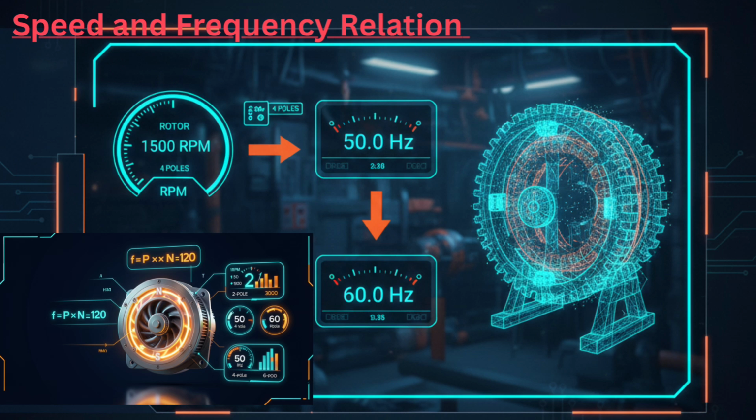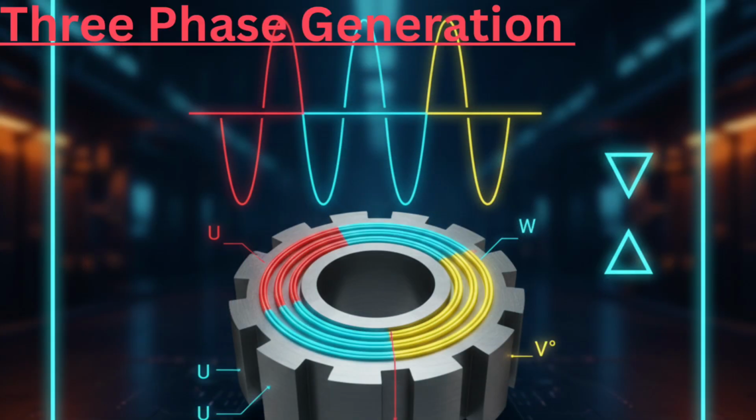Speed-frequency relationship. The frequency of generated voltage is related to rotor speed and number of poles by the formula F equals P multiplied by N divided by 120. This is called the synchronous speed relationship. For example, a 4-pole alternator running at 1500 RPM produces 50 Hz supply, which is commonly used in marine systems. A 6-pole machine would need to run at 1000 RPM to produce the same frequency. Engineers must remember this relationship during synchronization, because mismatched frequency will cause serious electrical and mechanical stresses when connecting generators to a live busbar.